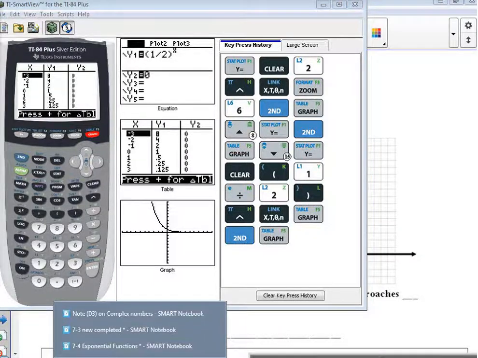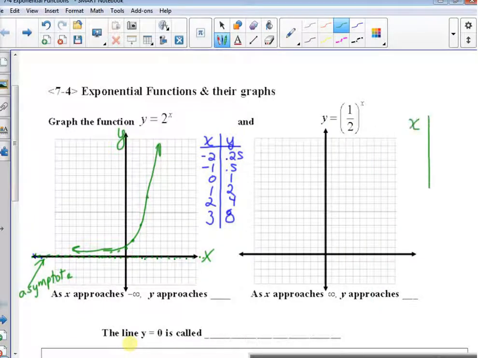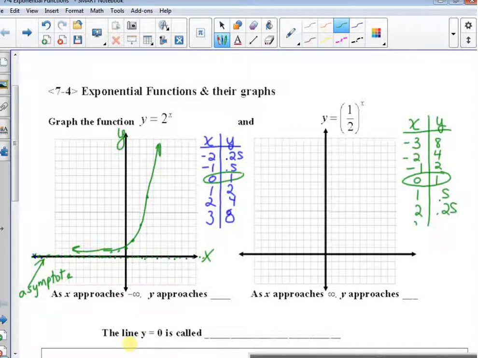So my table of values for this graph are going to be -3, 8, -2, 4, -1, 2, 0, 1. You should notice it's going through 0, 1 in both cases. Then 1.5, 2.25, and 3, 0.125. So now I still have an asymptote along this x-axis, y equals 0. It's just been reflected over the y-axis.